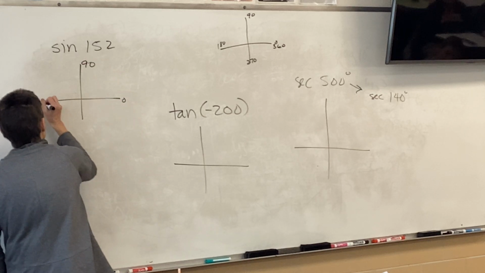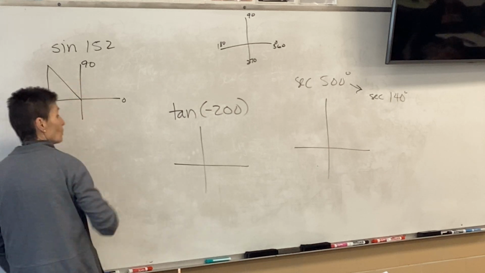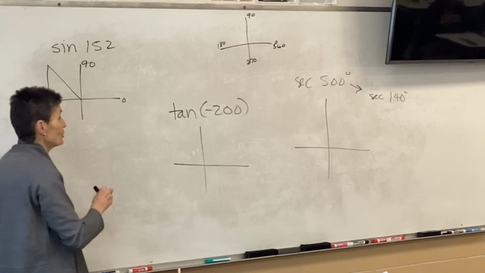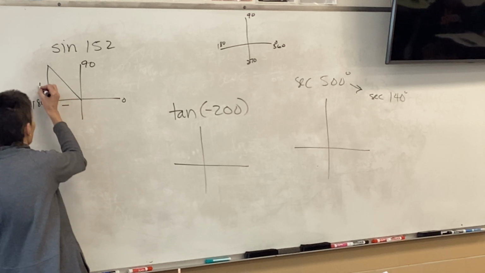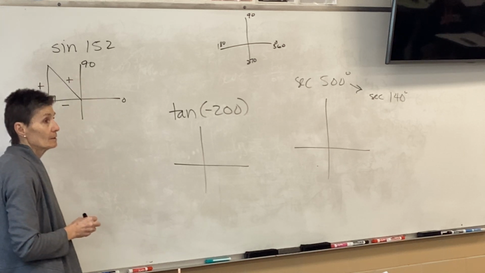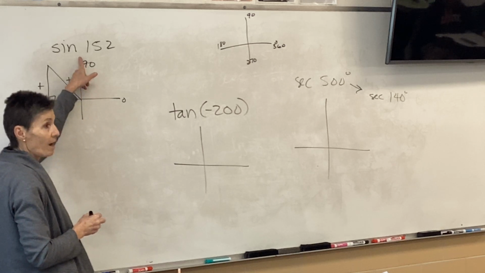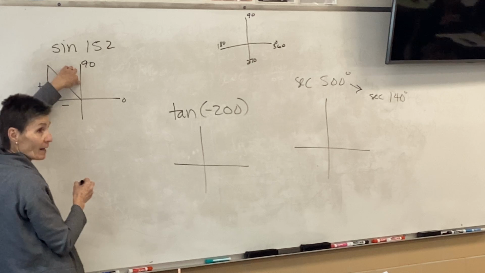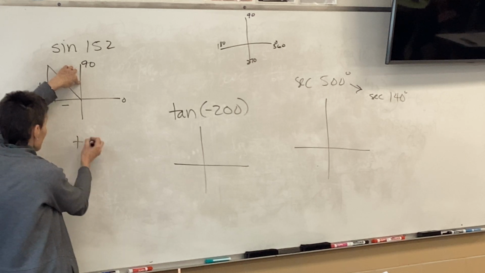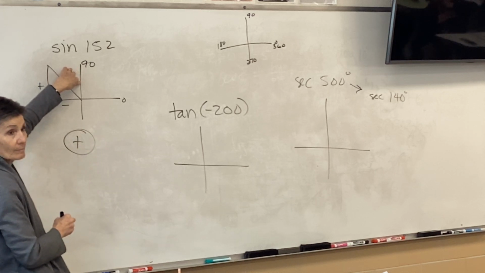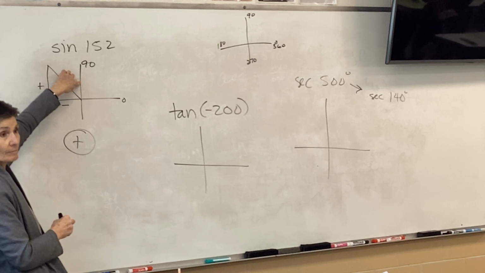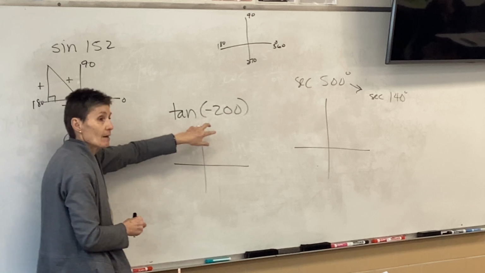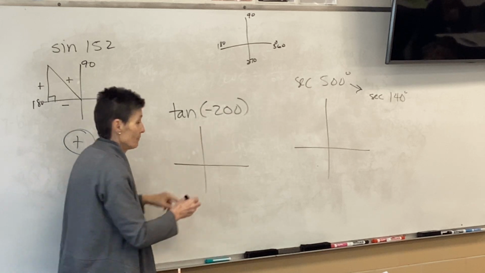All right, where did you put 152? You put it in quadrant 2. That's where I put it. And in quadrant 2, you have negative, positive, positive. You want the sine. Sine is opposite over hypotenuse. I hope you said positive. Right, Joe? Yes. Positive.